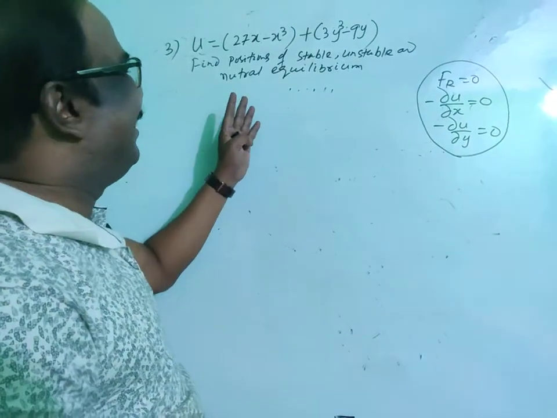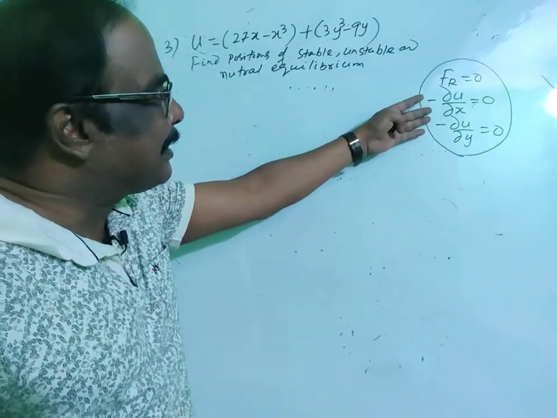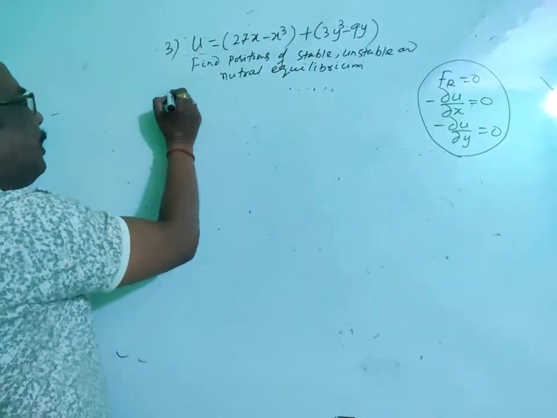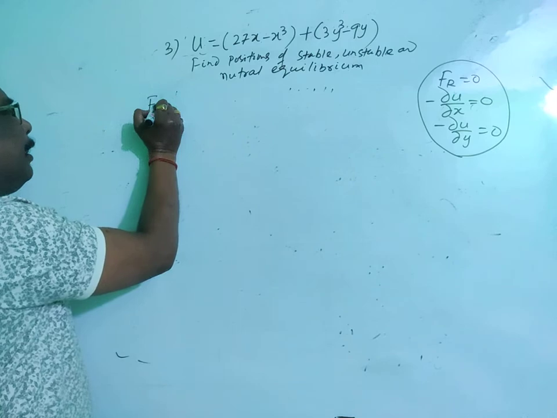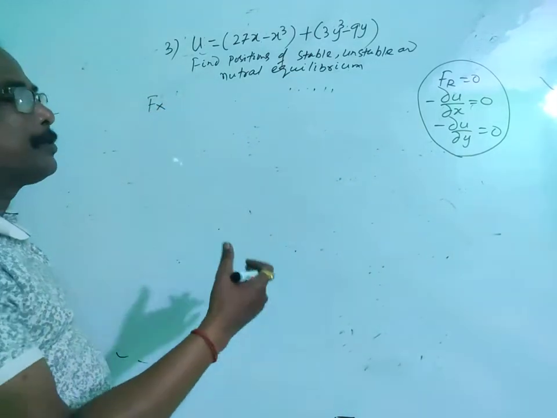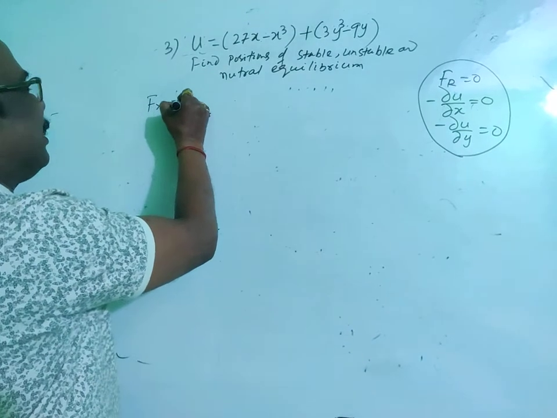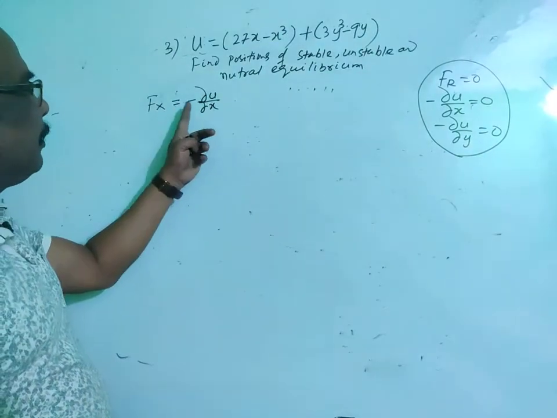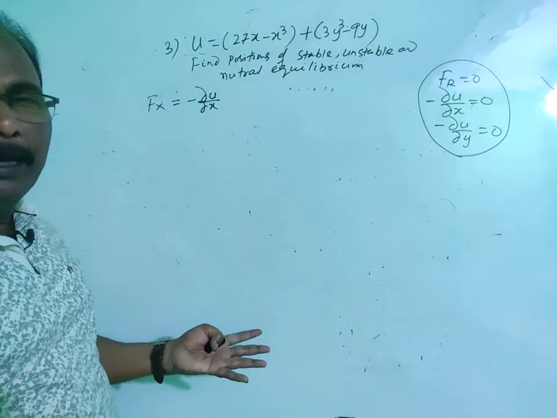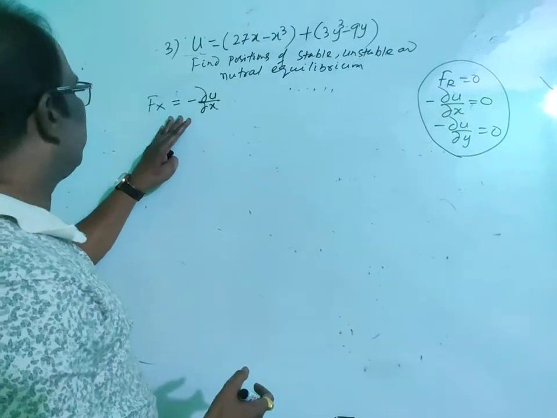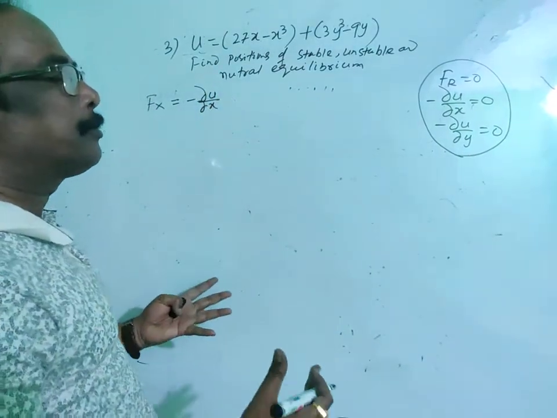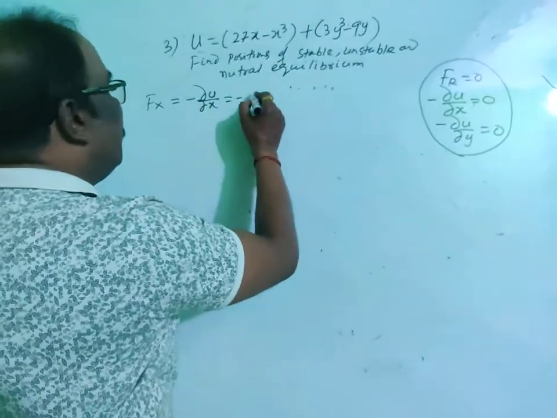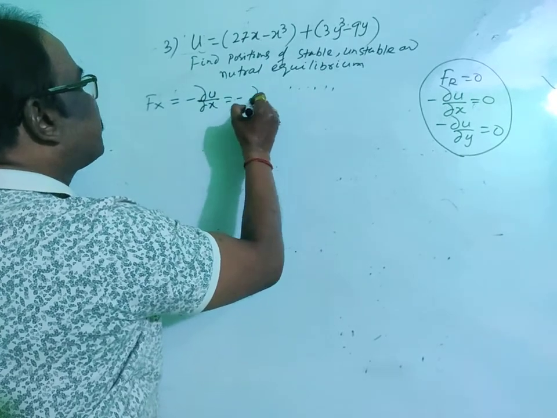Very good. So this is for the x-axis, this is for the y-axis, the general conditions for equilibrium. As we have discussed, force along the x-axis may be taken as minus du by dx. Force F is equal to minus du by ds. Along the x-axis, Fx is equal to minus du by dx.